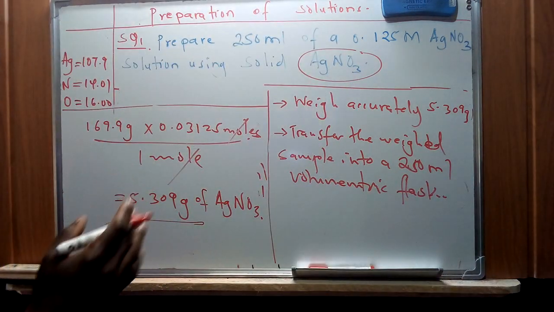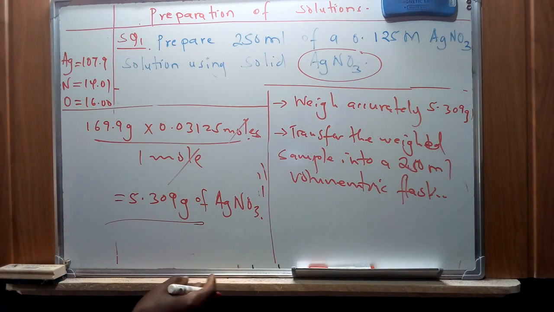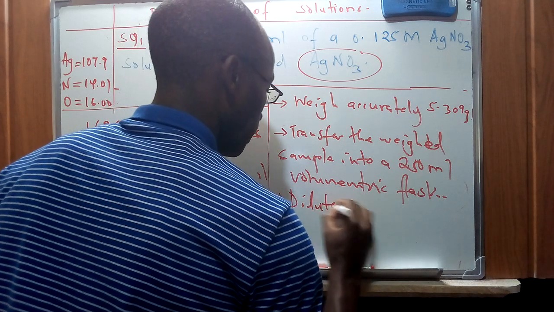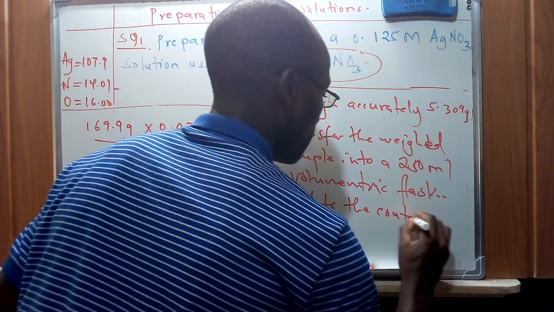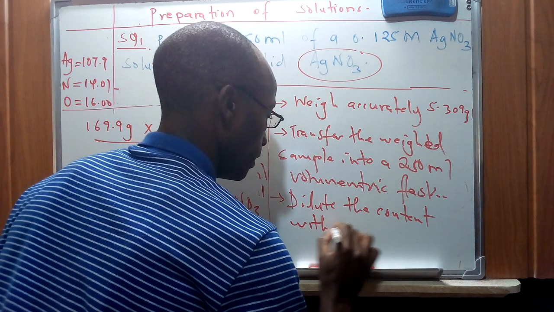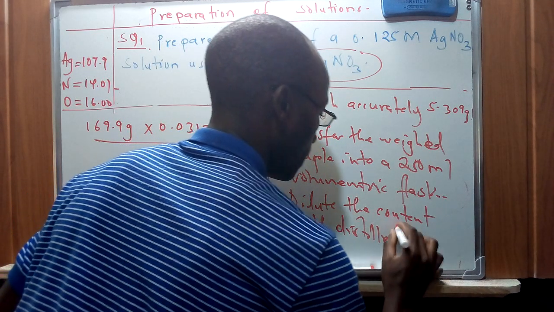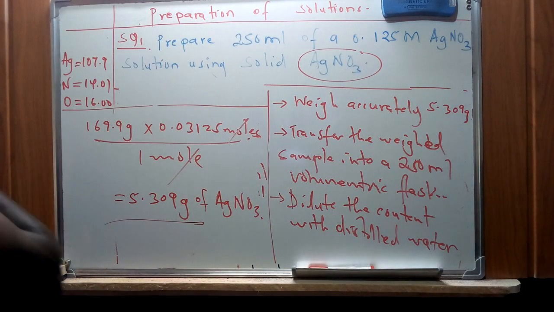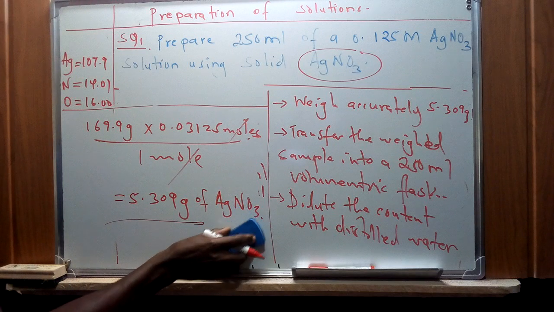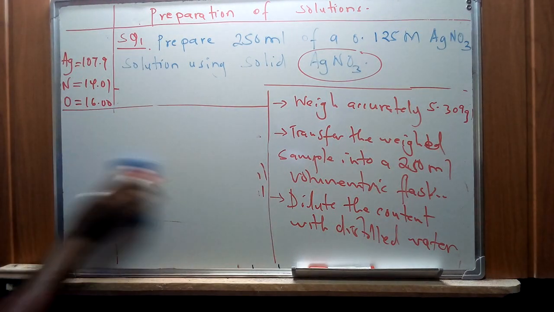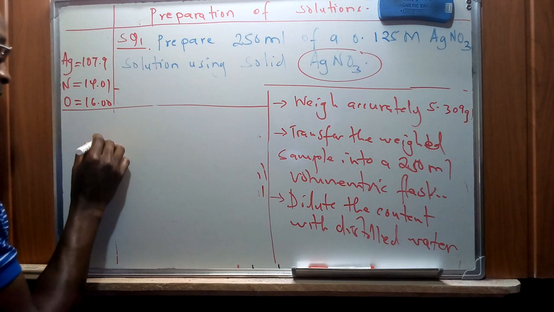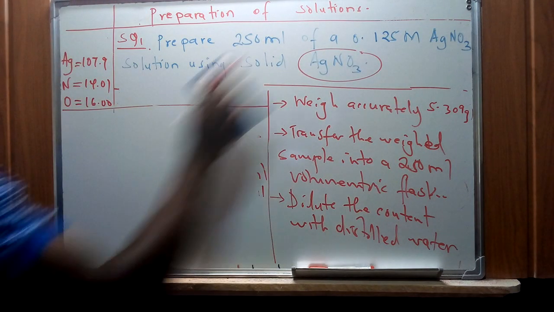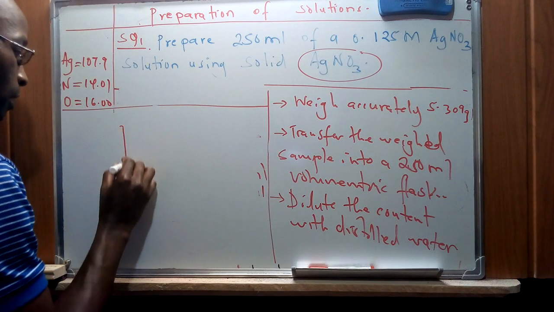So in this case, we're going to transfer this sample that you have weighed into a volumetric flask, and then we're going to dilute the content with distilled water to the mark. Of course, in one of our videos on laboratory equipment we talked about the volumetric flask. My drawing is not going to represent the exact shape, but I'm just going to use an illustration for that.